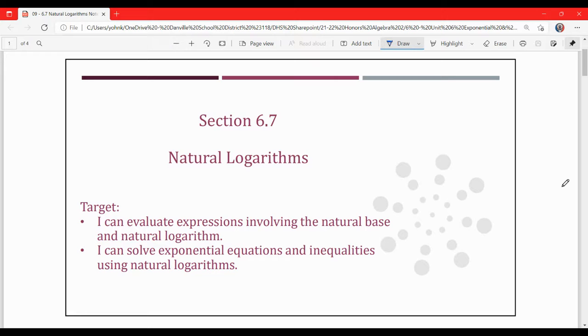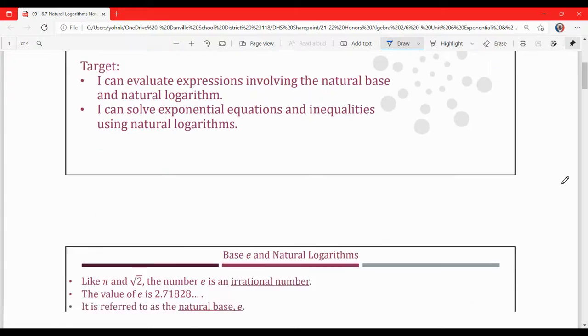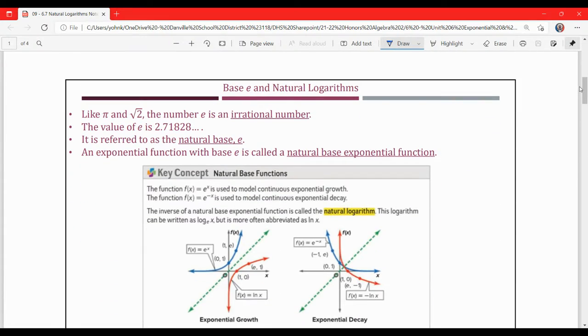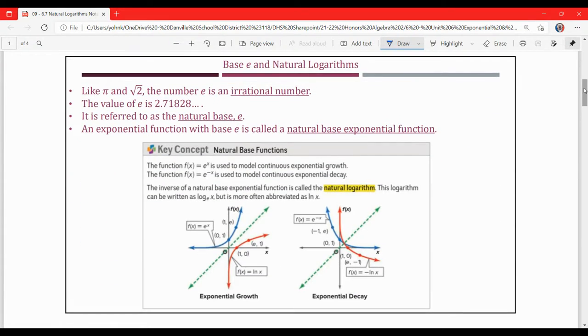Today we're going to learn how to evaluate expressions involving the natural base and natural logarithm, and we're going to learn how to solve exponential equations and inequalities using natural logarithms. So first thing we need to talk about is what is a natural logarithm.